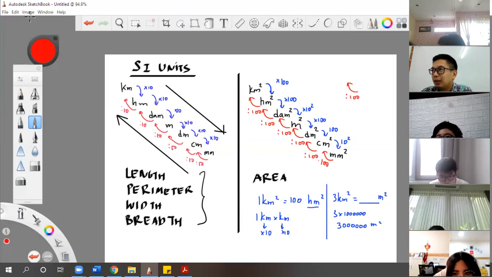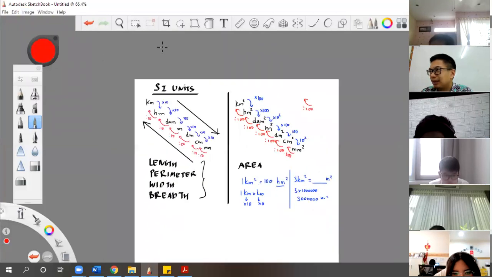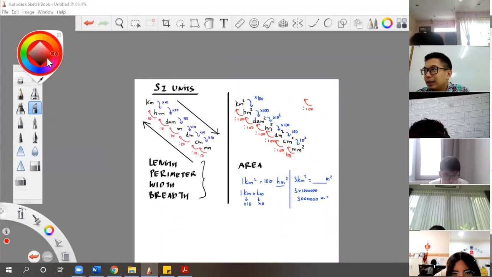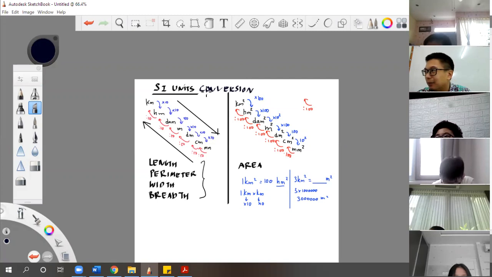Now, do you have any question about this for everyone? I think this is still simple, right? The SI unit conversion: you do the conversion, changing the unit with the same length or same area. Only the unit is different. Any question? Okay, next. I will copy this.